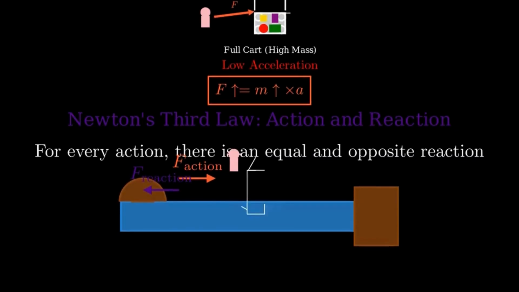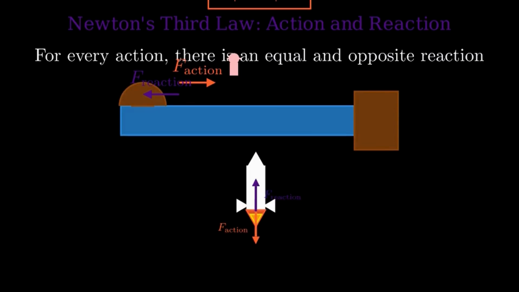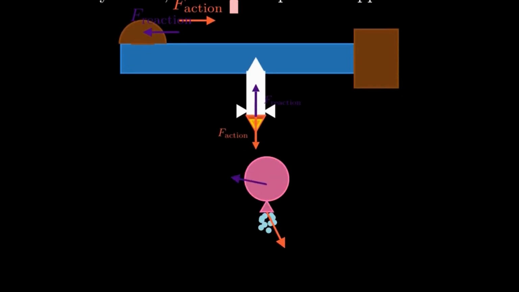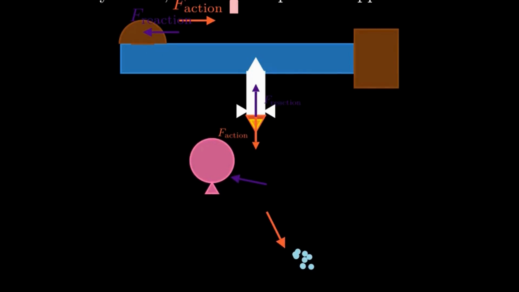This same principle powers rocket launches. The rocket pushes hot gases downward with tremendous force, and the gases push back on the rocket with equal force, propelling it upward. A simpler demonstration is a balloon. When you release a balloon, the air rushes out in one direction, and the balloon flies off in the opposite direction.